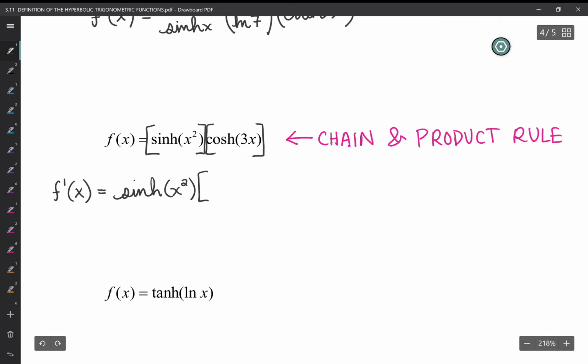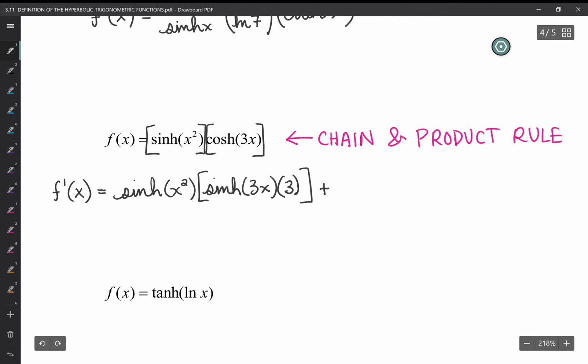times the derivative of the second function. The derivative of the hyperbolic cosine is equal to the hyperbolic sine. Then we have to use a bit of chain rule. The derivative of 3x is equal to 3.